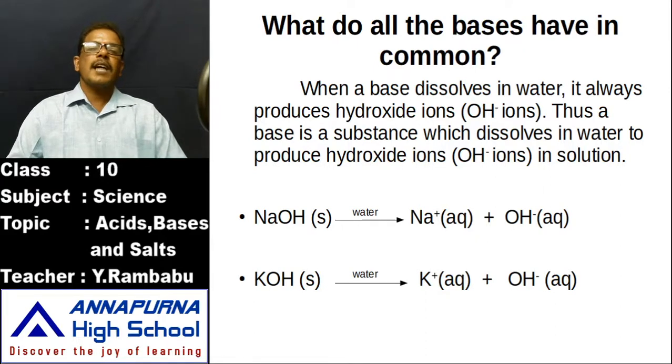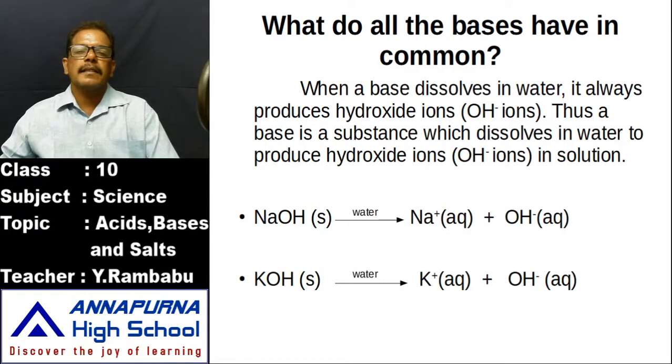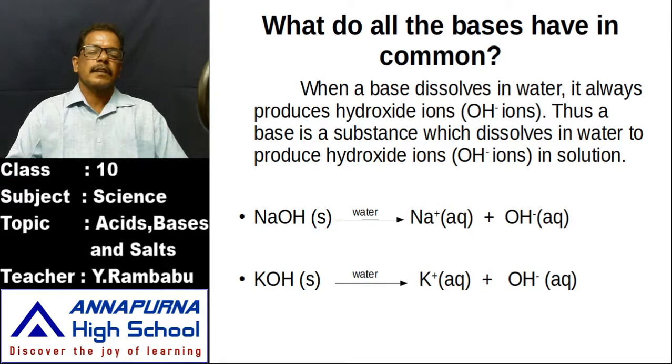Then these basic properties are due to what? Something is common for all the bases. A scientist named Arrhenius defined acids: acids are the substances which produce H plus ions in water. That means it is the presence of H plus ions which imparts the acidic nature to that substance. What is common to all the acids? H plus ions. In the same manner, something imparts the basic nature to a substance. What imparts this basic nature?